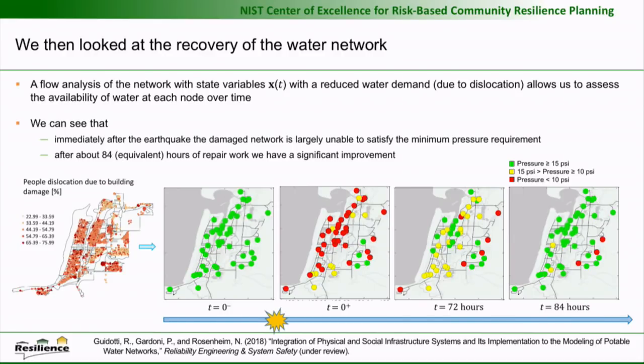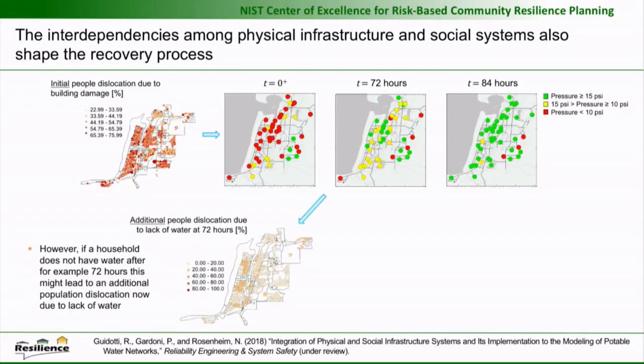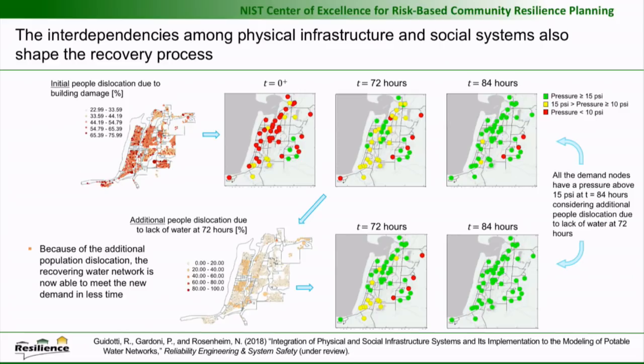However, after about 84 equivalent hours of repair work, we have a significant improvement. The interdependencies among physical infrastructure and social systems also shape the recovery process. What I'm showing here is the recovery process that considers the initial population dislocation due to building damage only that I showed you in the previous slide. However, if a household does not have water after, for example, 72 hours, this might lead to an additional population dislocation now due to lack of water. Because of the additional population dislocation, the recovering water network is now able to meet the new demand in less time.